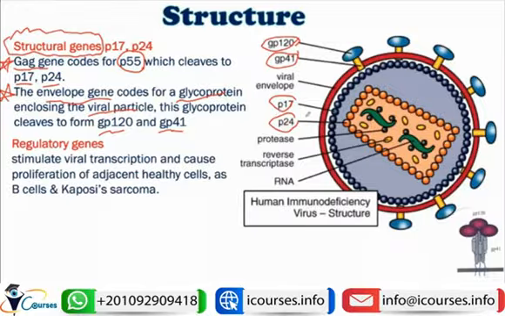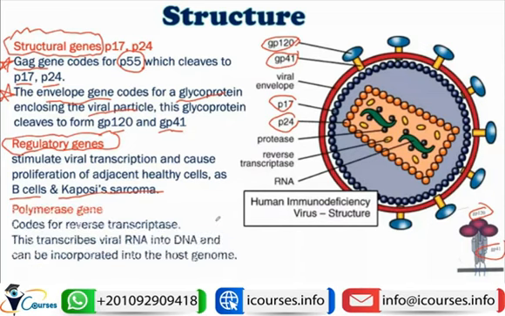Then there are regulatory genes. The regulatory genes are used for stimulation of viral transcription and cause proliferation of adjacent healthy cells, such as B cells and Kaposi sarcoma. So these regulatory genes are used for enhancing the proliferation of the virus. Here you can see glycoprotein 120 and 41. Again, the regulatory genes are responsible for viral transcription and proliferation.